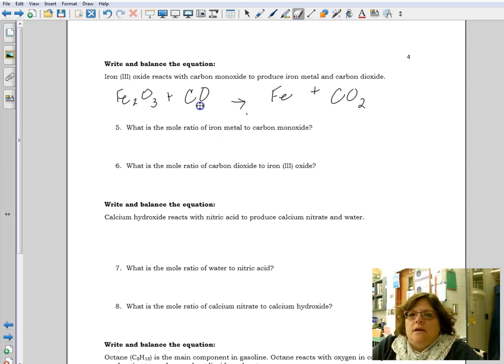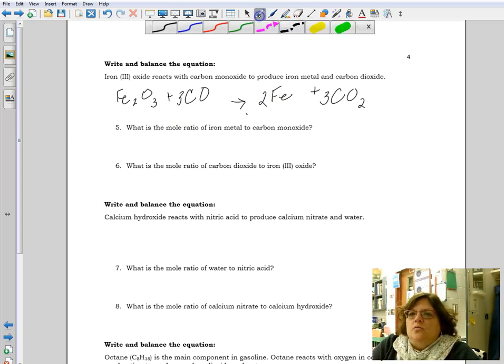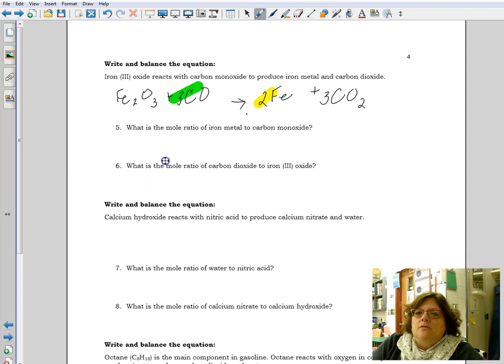If I have 3 carbon monoxides, that will give me 3 oxygens, plus 3 oxygens is 6. 3 times 2 is 6. I've got 3 carbons, 2 irons, and I need a 2 here. All right, so the first question, what is the mole ratio of iron metal to carbon monoxide? Here's iron metal. Here's carbon monoxide. Our ratio is going to be 2 to 3.